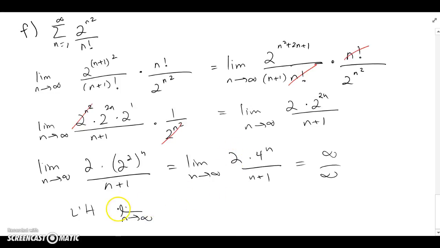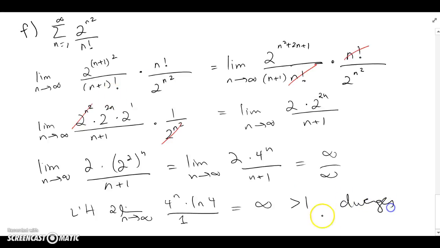I can pull out the 2 outside if I want to, it's just a constant. Derivative of the top is 4 to the n times ln of 4. Derivative of the bottom is just 1, and it looks like when I take the limit of this guy as n goes to infinity, it actually blows up. So this thing diverges by the ratio test. And again, the ratio test was easier here because we saw the factorial. Just had to do a little bit of algebra, that's all.